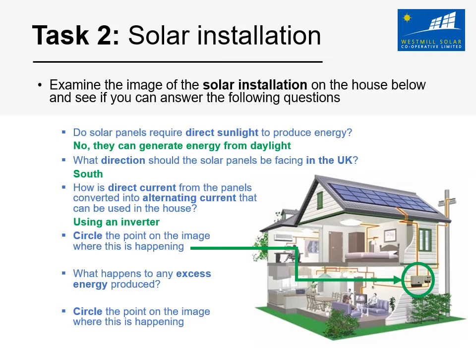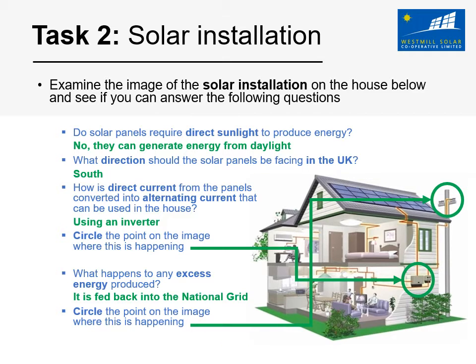What happens to any excess energy produced that isn't used by the household? It's fed back into the national grid. And then finally, circle the point on the image where this is happening, so where it's being fed back into the national grid. There we go, where wires are going from the house onto a pylon.